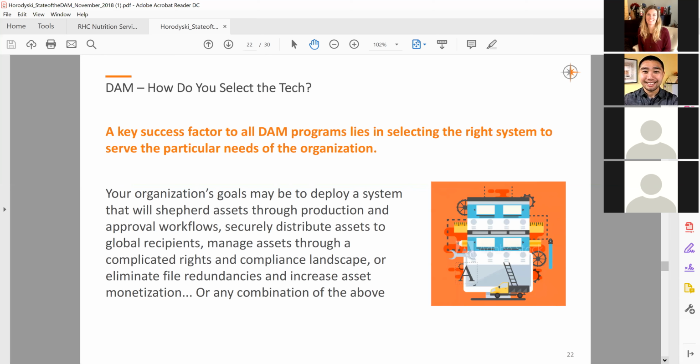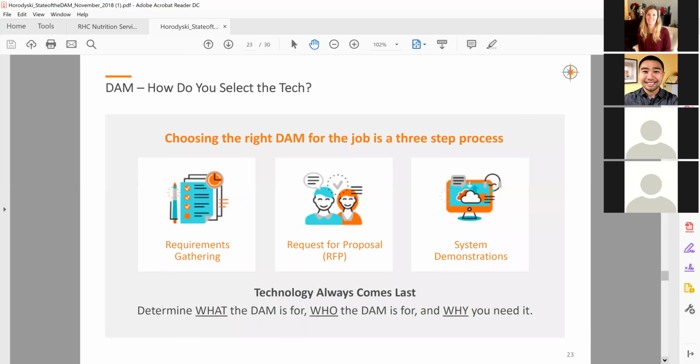Now, your organizational goals may be to deploy a system that's going to see assets go from production through workflows, and you want to have them secure from the beginning to end. But you want to understand what is the combination of these things and how do they affect you? What is the organization trying to achieve with the technology? Now, when I do this in the class and when I do this at work, you want to be able to see 3 things very carefully. What are the requirements? Have a very effective request for proposal, otherwise known as an RFP, and then system demonstration.